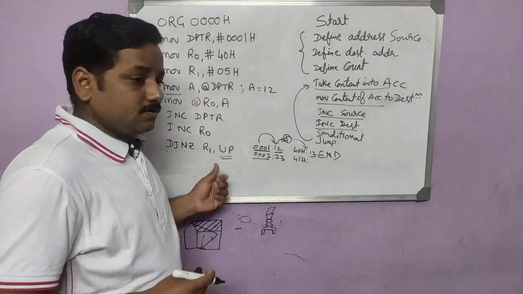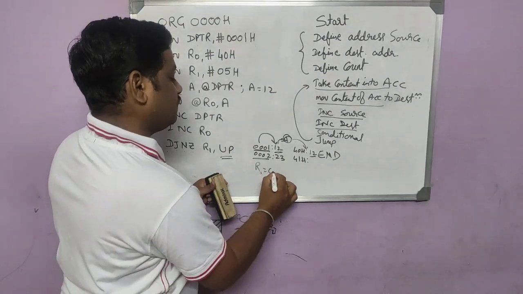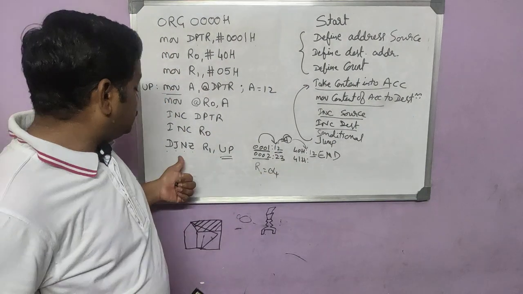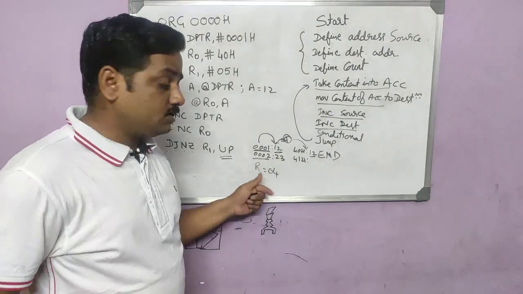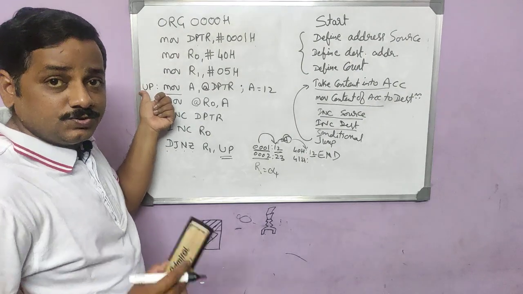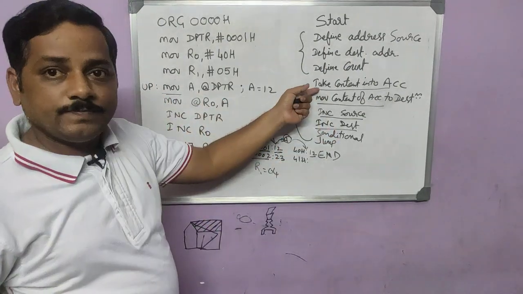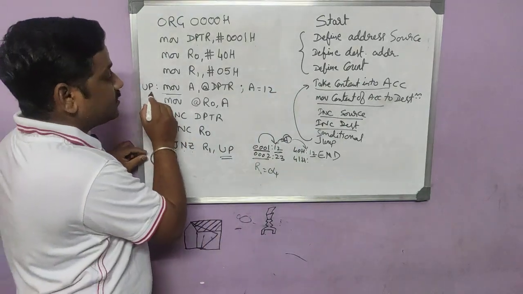It will decrement R1. What is the value of R1 now? R1 is 4 because it is decremented. And jump if not 0. So it is not 0, so it will jump to this label, where we have written it here. You should write according to your requirement. This logic I already told you. Why should I jump here? Right? I came here. What happens now?